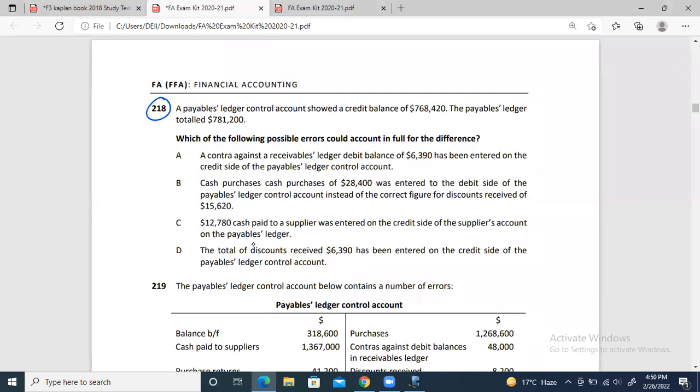Now which of the following possible errors could account in full for the difference? You can see over here, the payables ledger control account showed a credit balance of 768,420 and the payables ledger totaled 781,200. That means this is the payables ledger only, right? So these are the list of balances, and this is the control account, whose balance is given over here. It's the same thing as the question we did in yesterday's class. We just have to apply the trial and error method: test each and every option, and whichever makes both of the balances match is the correct option.